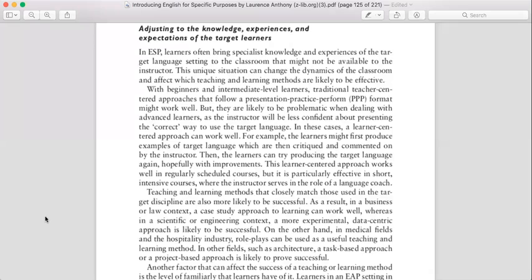Okay, so we are talking about how you can adjust your teaching methodology and select an approach which can adjust with the knowledge, experience, and expectations of the target learners. Okay, so what happens in ESP classrooms? We know that there are people who are coming with different levels of knowledge. They have different experiences with the language, and their expectations might be different, right? So what do you do?